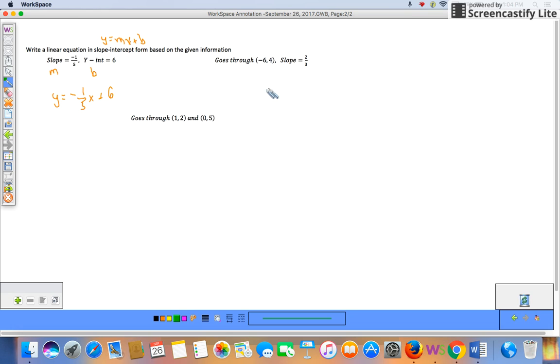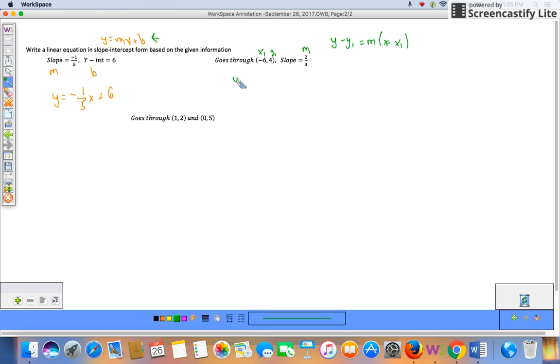For our next one, we've got, it goes through negative 6, 4 with a slope of 2/3. Now, on this, you can see we have a point and we have a slope, which means that we're going to be using point-slope form. We still want to try to get to this format right here. We're still trying to make sure that it's in y equals mx plus b. Now, what I'll do is I'll go ahead and identify, here's x1, here's y1, and then this is going to be the slope. Okay, so what I'm going to do for these ones is I'm going to use that point-slope form. And I know you already have it on there. I'm just going to rewrite it so we have it right here.